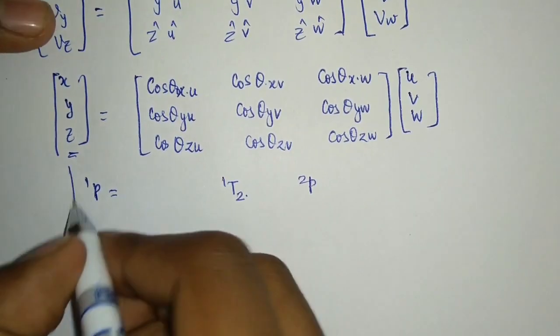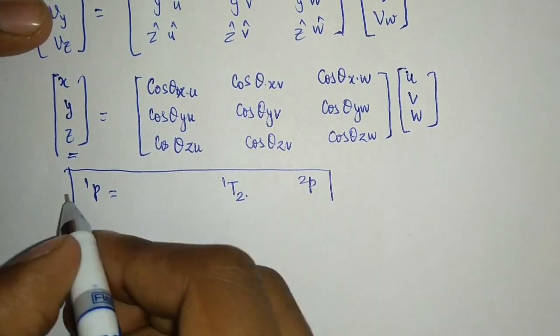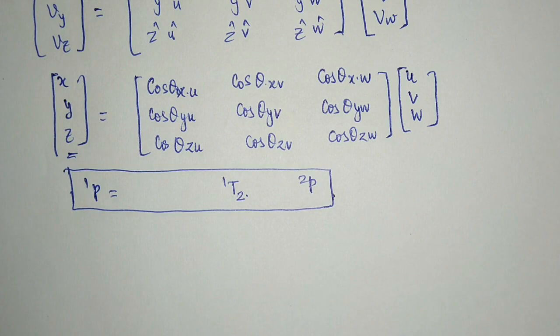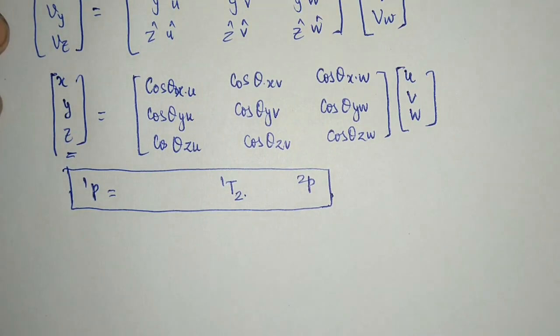This is how I get the description or the relationship between two frames which are depicting the same point. One we usually call the fixed frame or the absolute frame, and the other we call the moving frame. The convention is that XYZ is my absolute or fixed frame, and UVW is my moving frame.